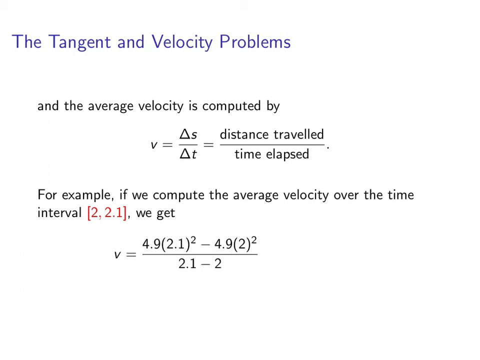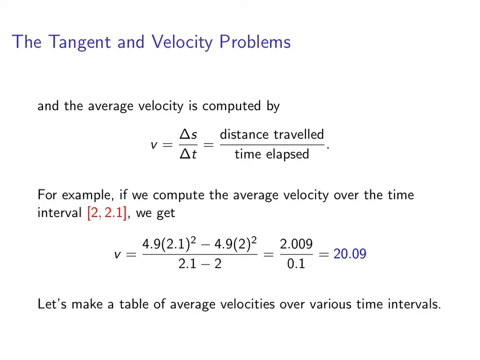So v is equal to 4.9 times 2.1 squared minus 4.9 times 2 squared, all over 2.1 minus 2. If we work all this out, we end up with 20.09. That's an average velocity. Well, let's go ahead and make a table of average velocities over various time intervals. So here is specifically the time interval 2 to 2.1. We got an average velocity of 20.09.